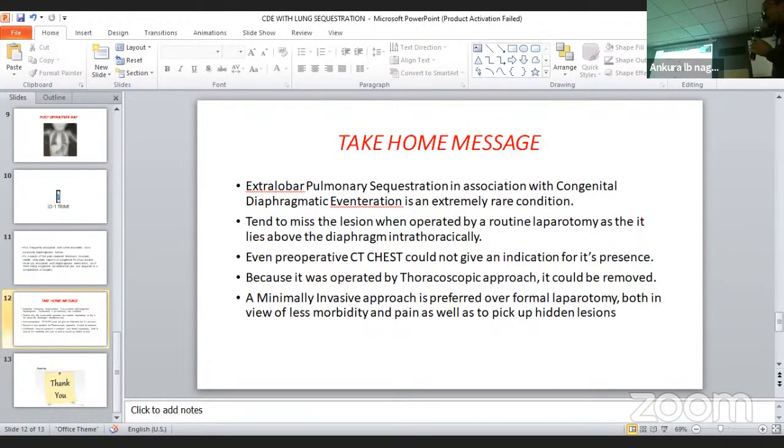Like we say, the abdomen is a Pandora's box. Now, the chest also is a mini Pandora's box. Thank you, sir, for a good case.